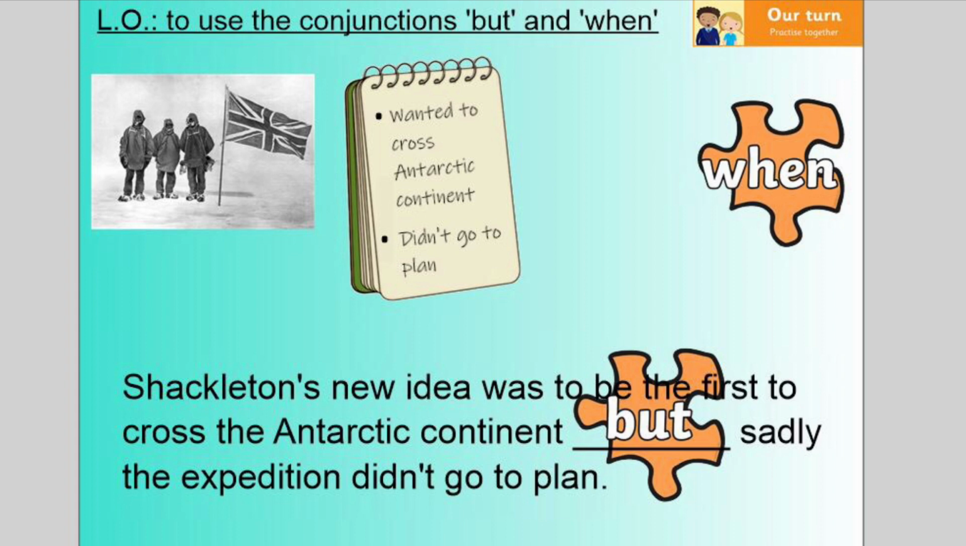I've chosen to use but. Shackleton's new idea was to be the first to cross the Antarctic continent, but sadly, the expedition didn't go to plan.